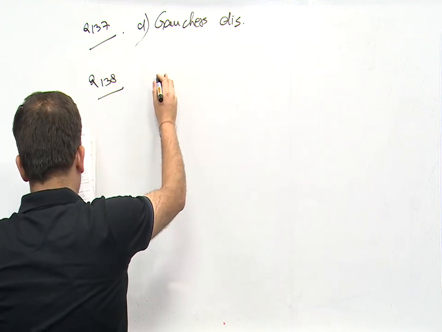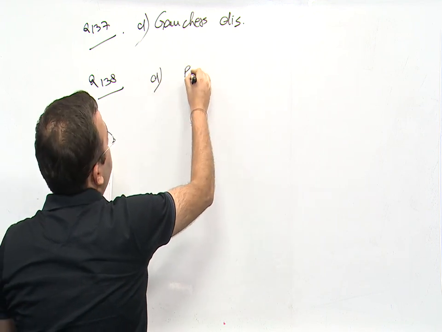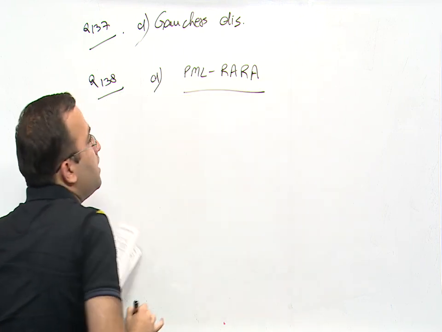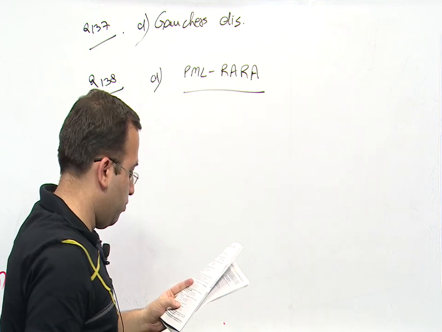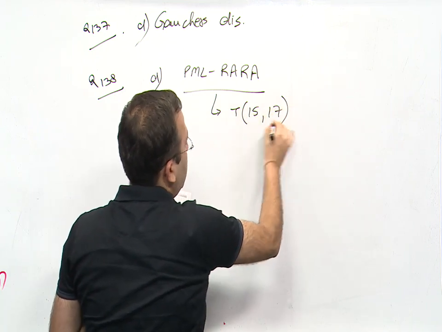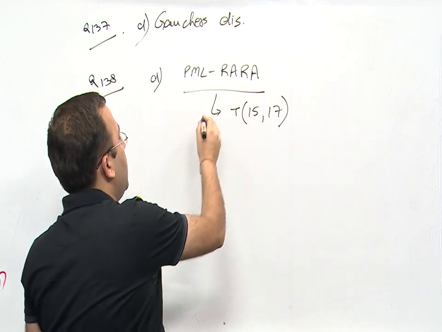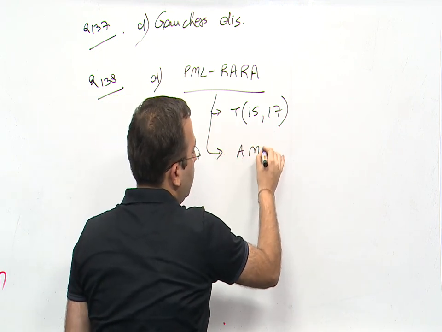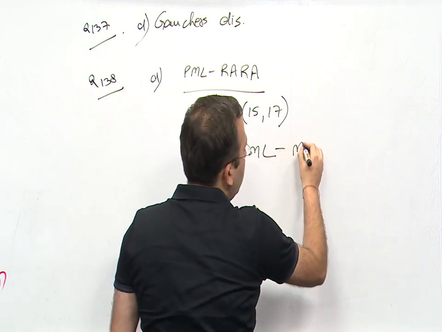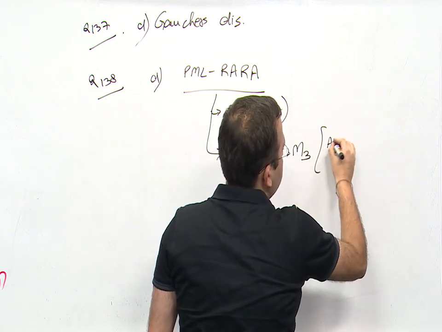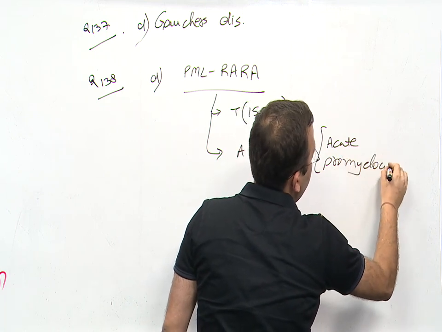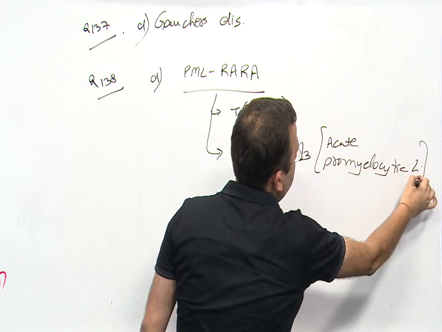Translocation 15;17 is PML-RARA. Let us see a few points with this. You very well know translocation 15;17 is seen in acute myeloid leukemia. Which special subtype of AML? M3, that is acute promyelocytic leukemia.